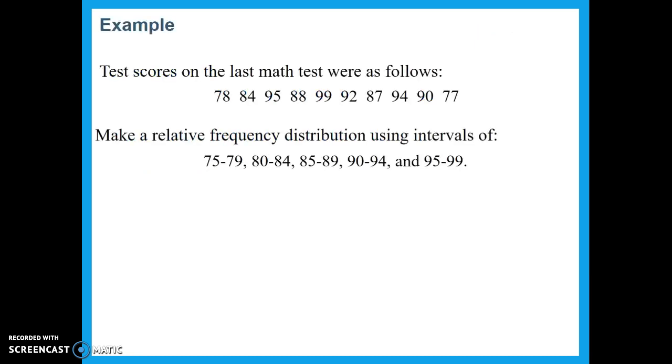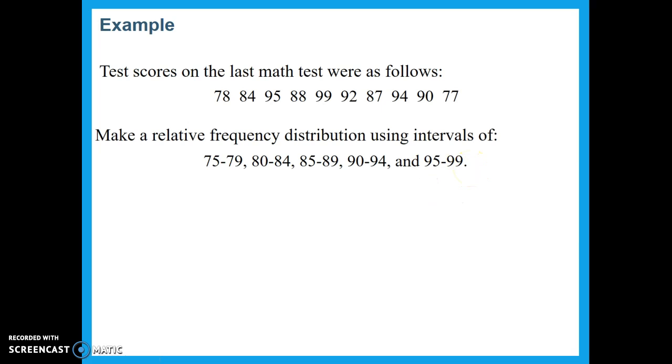So here we have test scores on the last math test. Make a relative frequency distribution using the intervals 75 to 79, 80 to 84, 85 to 89, 90 to 94, and 95 to 99. What you want to be careful of is making sure that your intervals are even. They're the same size. So even though, if you are talking about education, our grade scale may not actually be 90 to 94, 95 to 99.